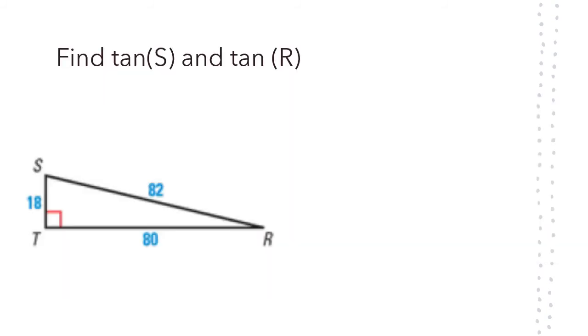So let's do a quick example where we want to find the tangent of angle S and the tangent of angle R. This is the notation for it. TAN S tells us we're talking about the tangent of angle S. TAN R tells us we're talking about the tangent of angle R. So we abbreviate tangent with TAN, and the parentheses indicate what angle we're trying to find. So let's focus on angle S to start with. This is angle S.